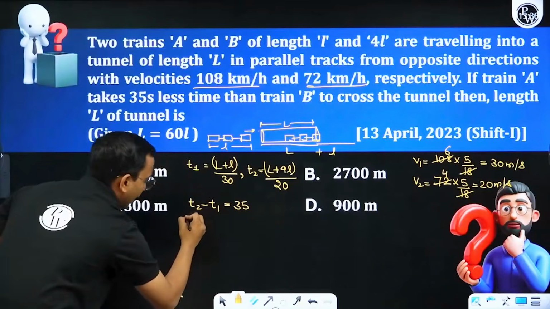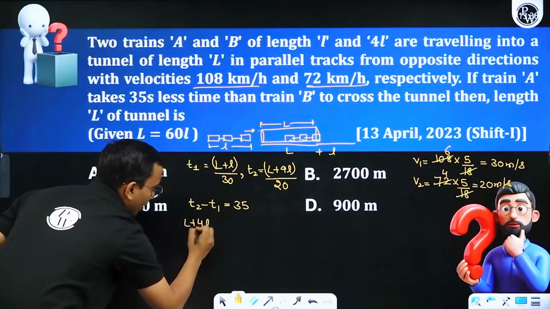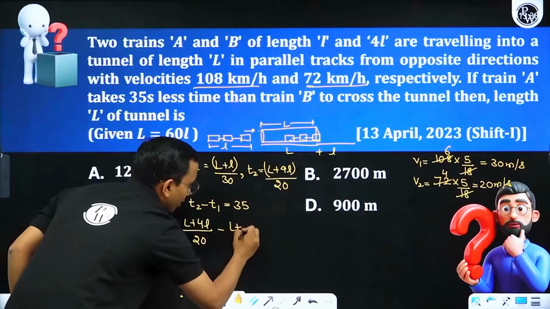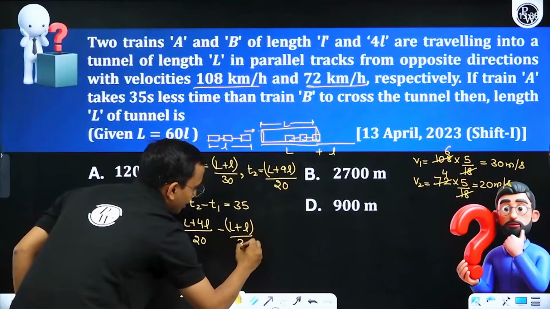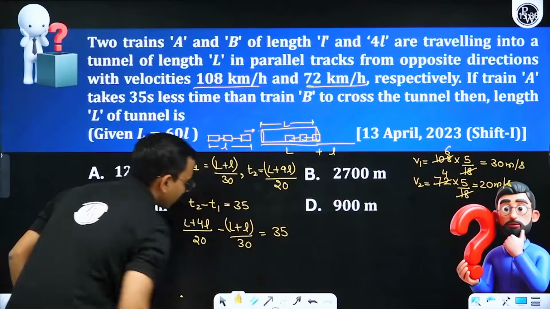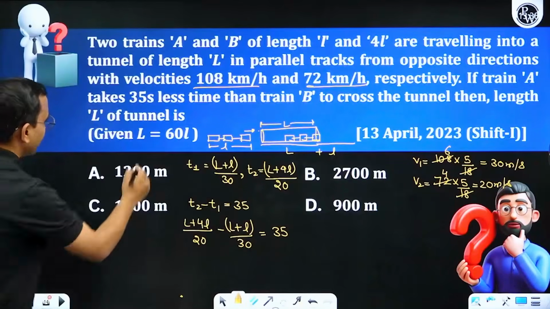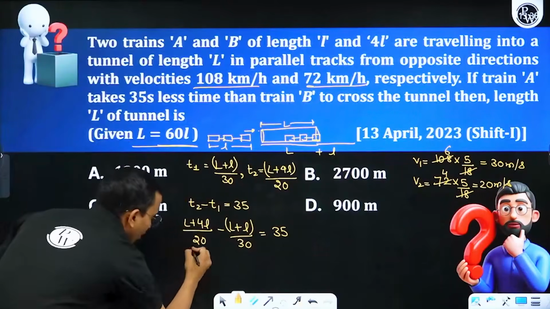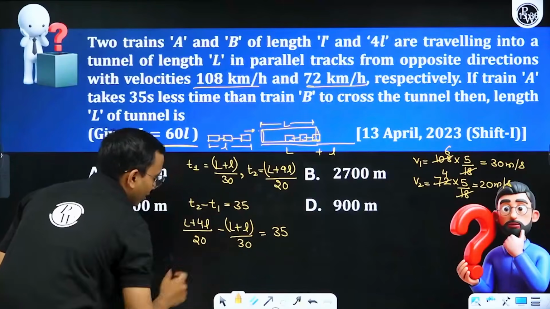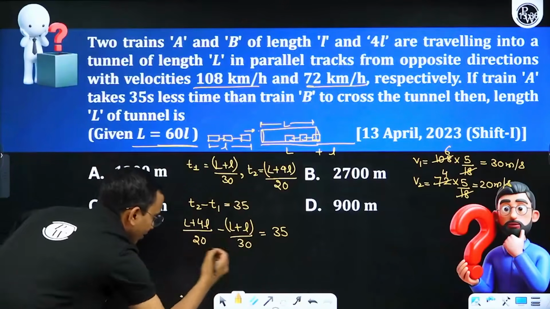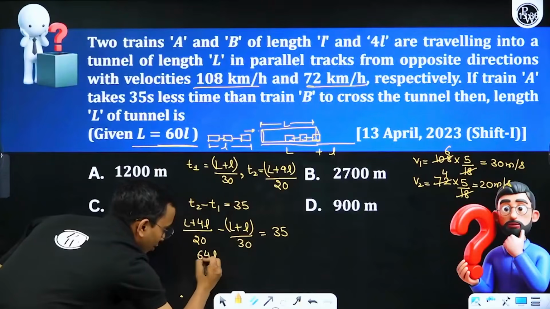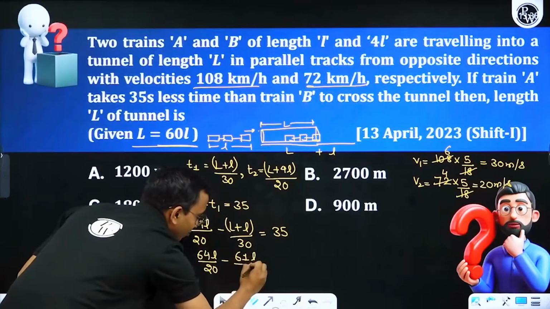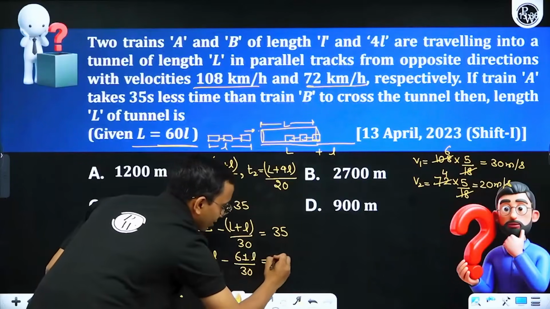So this will become L plus 4l divided by 20, minus L plus l divided by 30, and this is given as 35. One more thing that is given to us, capital L is 60 times small l. So this will become 64l and this will become 61l. And this thing, if I write, 64l by 20 minus 61l by 30, and this is my 35.